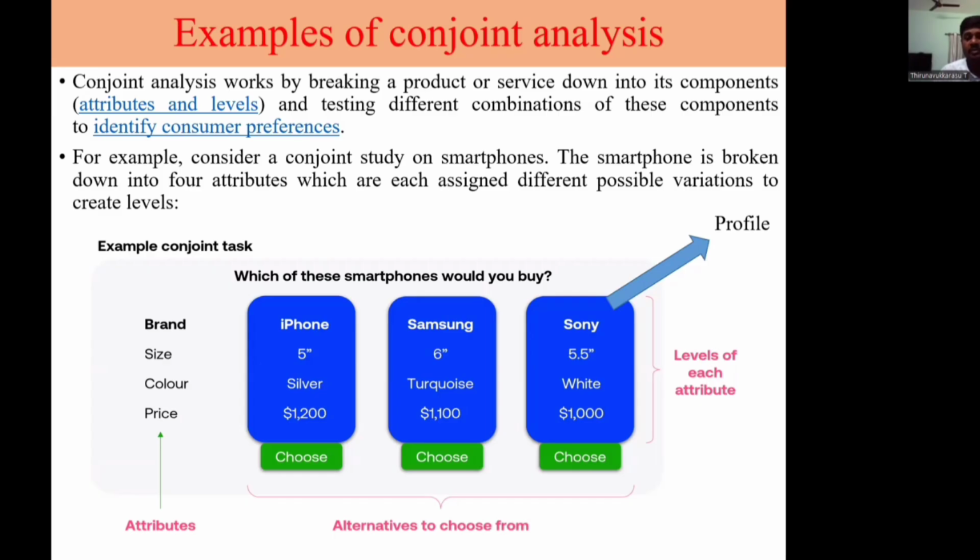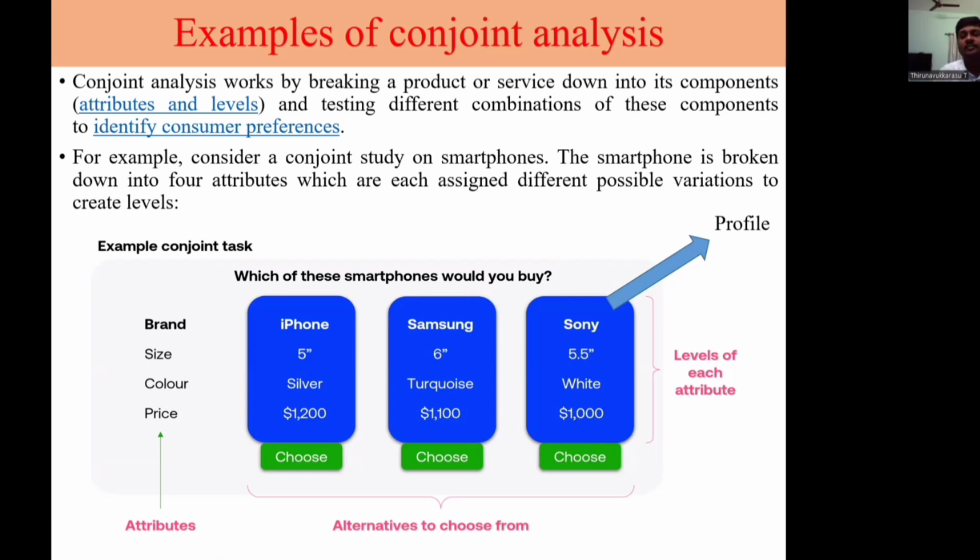And then we have attributes. Attributes are described as brand, size, color, price. These four are called attributes. Brand: iPhone, Samsung, Sony. Size: 5 inch, 6 inch, 5.5 inch. Here the 5 inch, 6 inch, 5.5 inch are the variations or alternative choices. This is called levels. I hope you have understood what is profile, what is attribute, and what is levels.